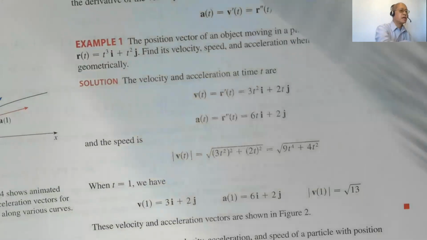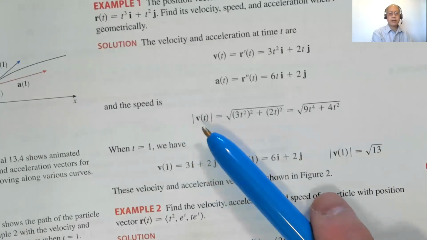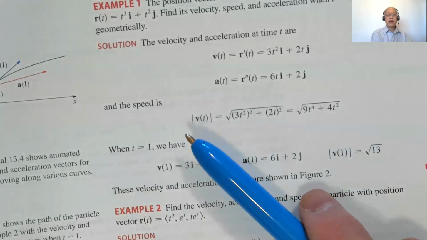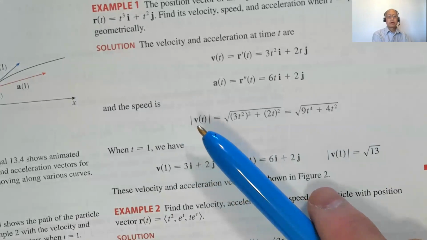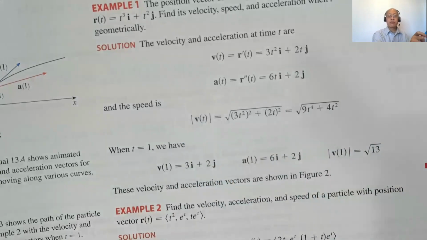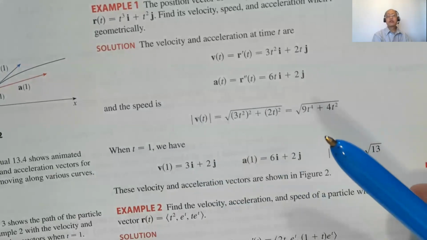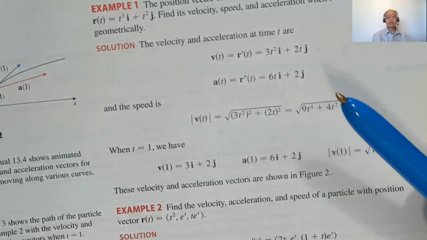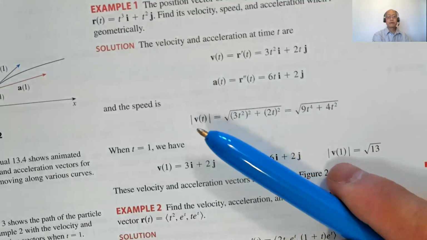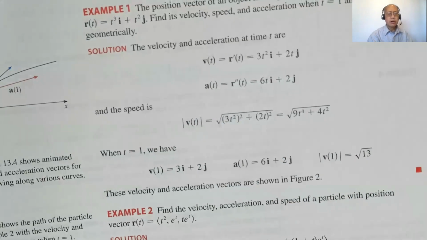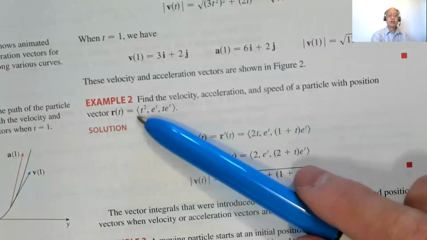Speed is the magnitude of the velocity vector. So speed is not a vector, but it's a scalar. So what's the difference? You can say 50 miles an hour that way, or 50 miles an hour that way, or 50 miles an hour that way. That's a vector. But if you just say 50 miles an hour, there's no direction attached to it. So we just take the magnitude of the velocity vector for the speed. So that's fairly straightforward.